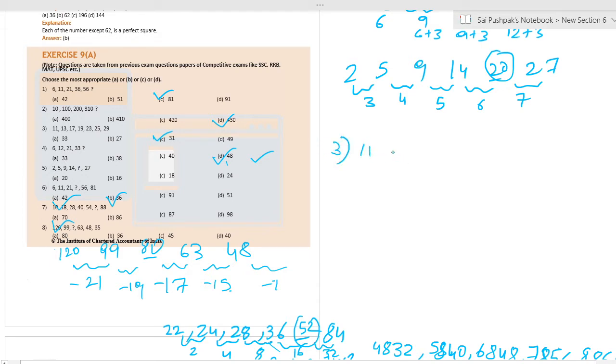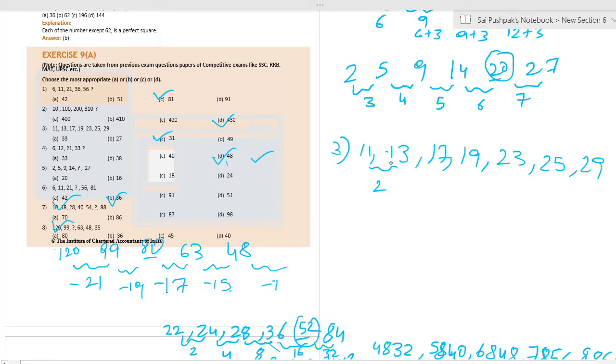Third one, 11, 13, 17, 19, 23, 25, 29. So guys, if you see, this one can be solved in one method only. Sorry.